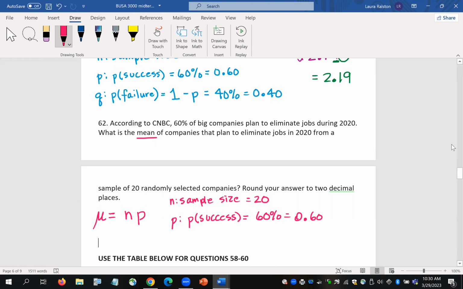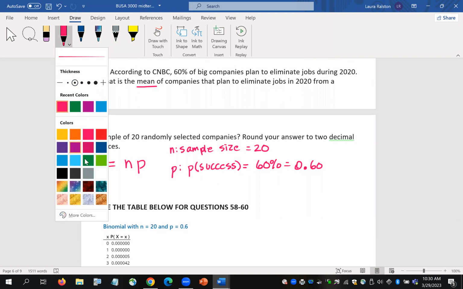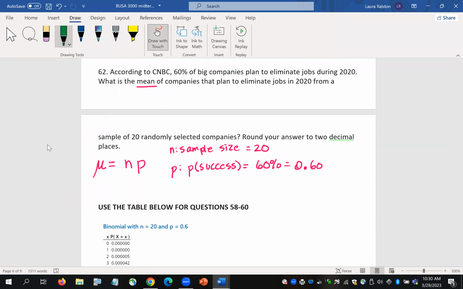So to find the mean, I'm going to multiply those two numbers together. So we would have 20 times 60%, which I believe is 1.2. 20 times 0.6. Oops, I'm sorry, it's 12. No, I did that wrong. Oh, maybe I didn't. It's 12.